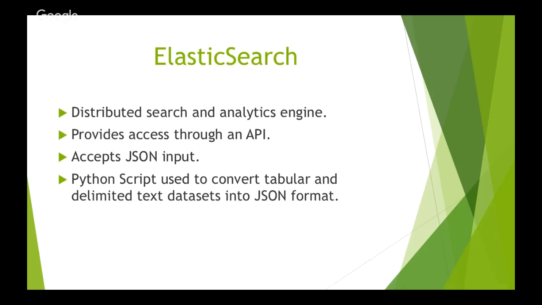So we use this information model, and the backend is coded using Elasticsearch, which is a distributed search analytics engine. Most of us, I guess, are pretty familiar with Elasticsearch. You can provide access through an API. It accepts JSON input. It has a little funky JSON that it accepts. It doesn't exactly accept the JSON that we know. There's a few specific features that are required for the JSON. You have to spoon feed it. Exactly. So obviously to do that, we have our Python script that converts any text delimited files or tabular files into this JSON format, which we can automatically do.